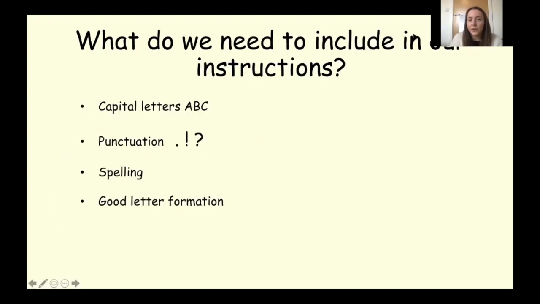Okay, so what do we need to include in our instructions? So like we do in class, we need to work out our success criteria for making really good instructions. So like in every piece of writing that we do, we need to ensure that we are including our capital letters at the start of, what is it at the start of? I wonder if you can tell me. Yes, at the start of every sentence. So we need our capital letters at the start of the sentence.